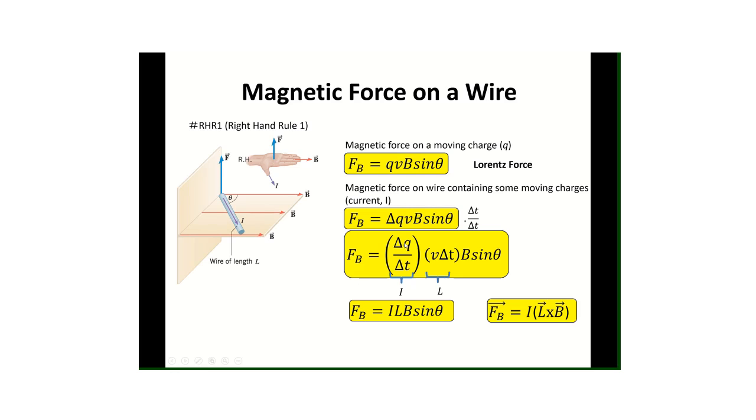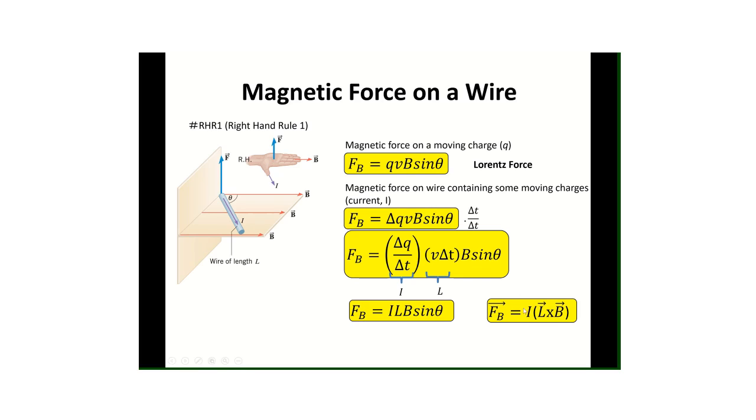We know here that delta Q over delta T is equal to I, or current, and V times delta T is the same as the length of the conducting wire. So the velocity of a charge within time delta T is the same as the length of the wire, or the total distance of the charge. So finally, we can find that the magnetic force on a wire is equal to ILB sine theta, or we can also describe the magnetic force on a conducting wire as IL cross B.